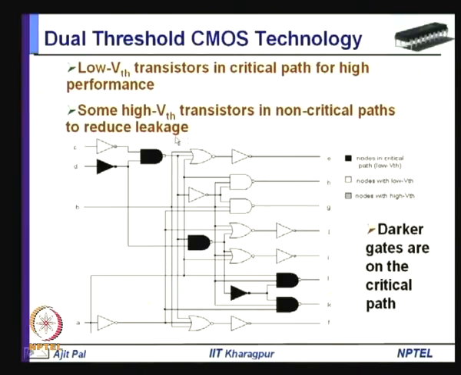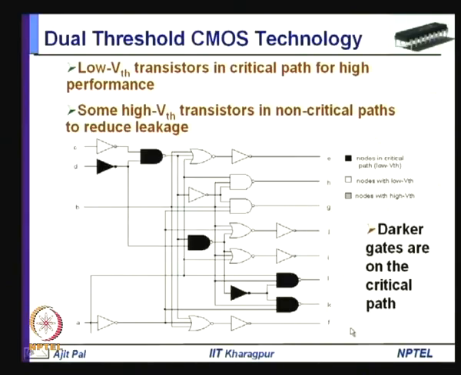On the other hand, the gates on the non-critical path, as you know, there is a slack. That means, these gates can be realized by using transistors of high threshold voltage. Of course, the delay will increase, but as long as the delay of the critical path is not exceeded, you can use high VT transistors in realizing the gates on the non-critical path. So, this is the basic approach. Low VT transistors in the critical path for high performance, and high VTH transistors in the non-critical path to reduce leakage. What will be the value of high VTH, that we shall discuss.